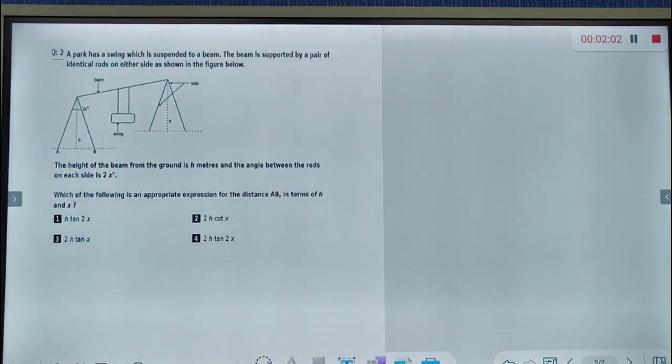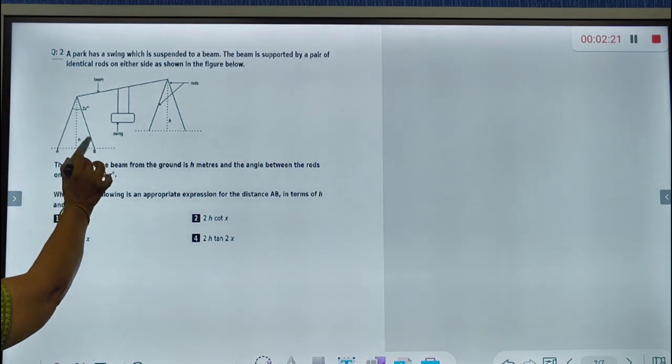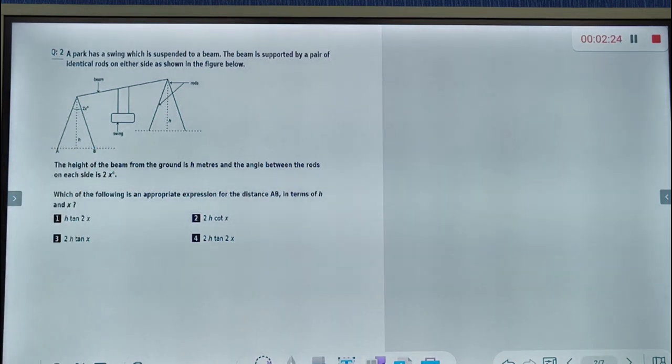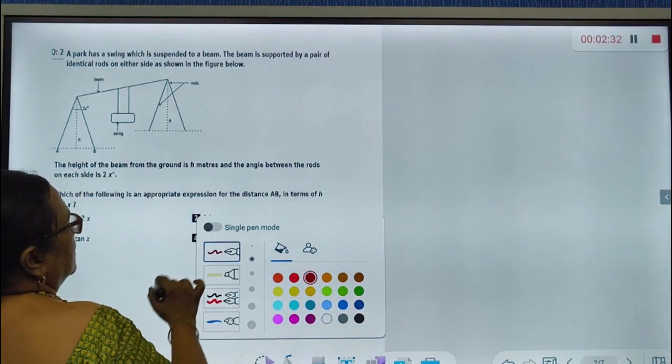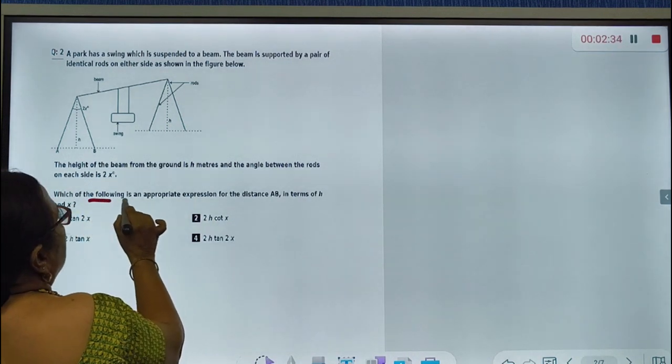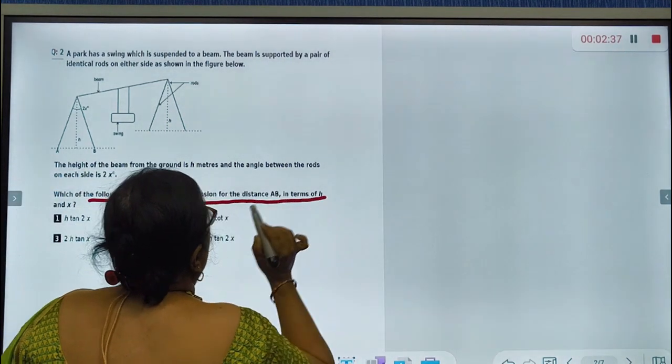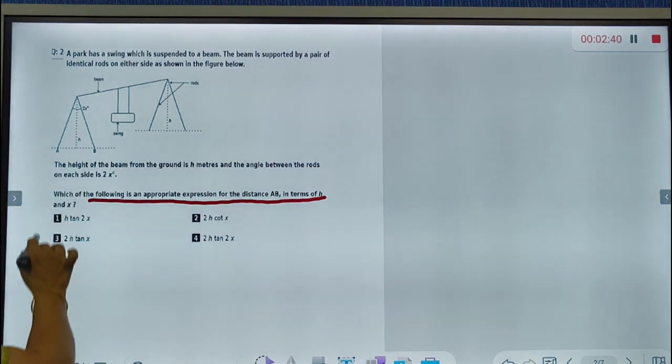Look at the first one. A park has a swing which is suspended to a beam. The beam is supported by a pair of identical rods on either side as shown in the figure. The height of the beam from the ground is h meters and the angle between the rods on each side is 2x. Which of the following is an appropriate expression for the distance AB?